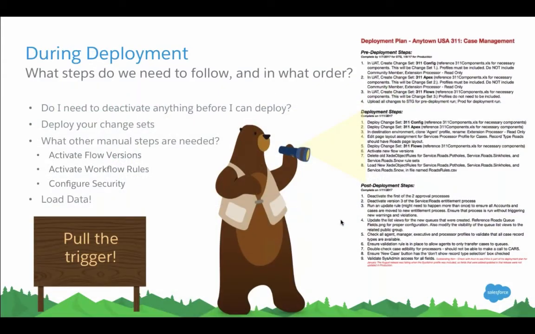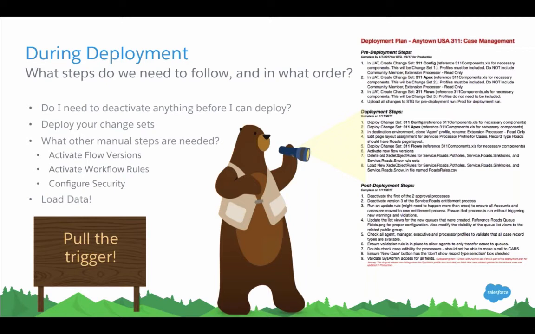So during deployment, I call this one pulling the trigger. Again, what steps do we need to follow? In what order? Do I need to deactivate anything before I can deploy? I'm sure if you guys have used processes, Process Builder, you know that even though technically they're bulkified, often they can cause your Apex test to fail. So maybe we need to deactivate a process or an existing version of a flow.